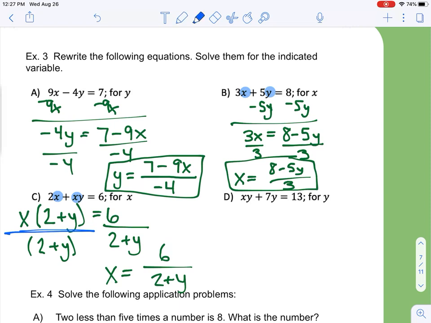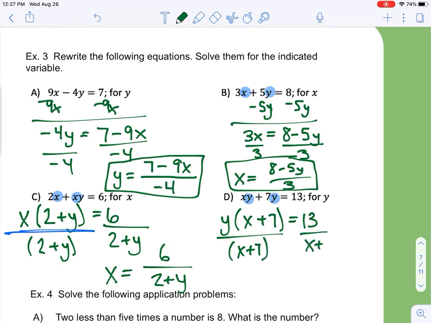Similar for this one, but we're solving for y. Once again, pull a y out, and we are left with x plus 7 equals 13. Divide the whole thing by x plus 7. And I am left with y equals 13 over x plus 7.